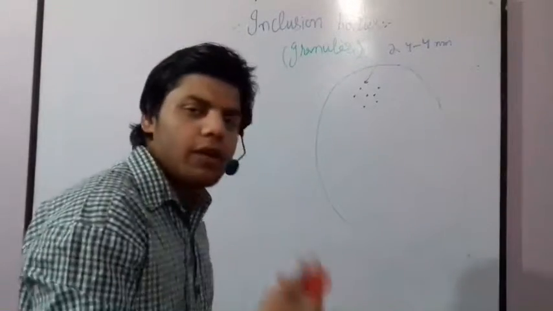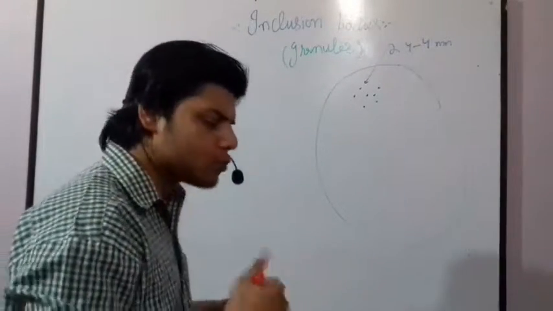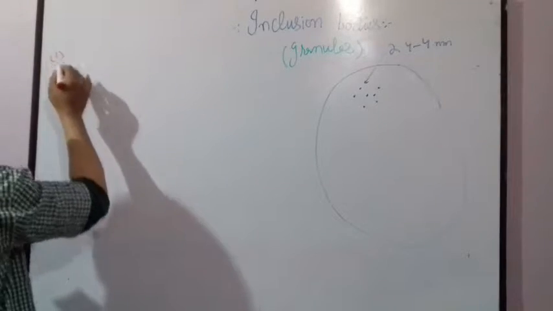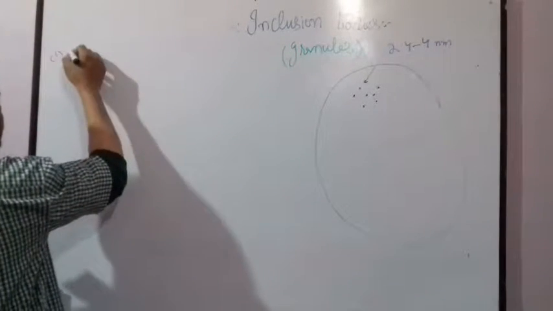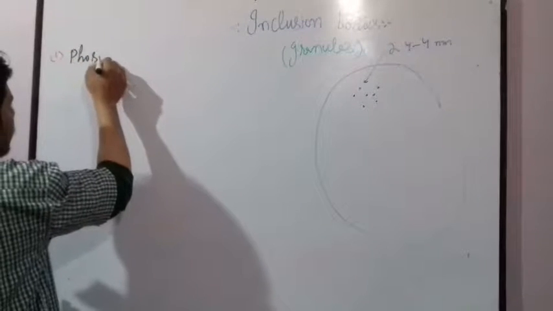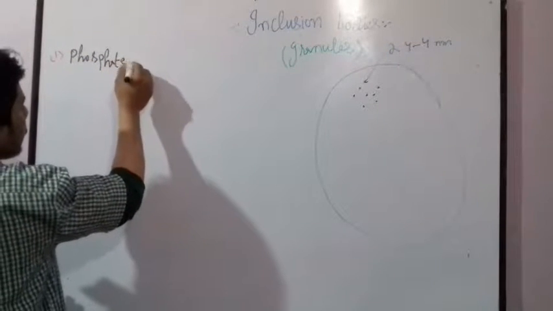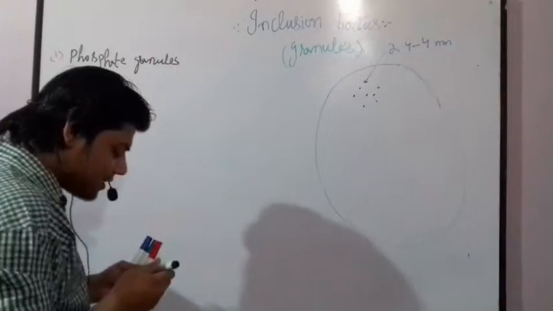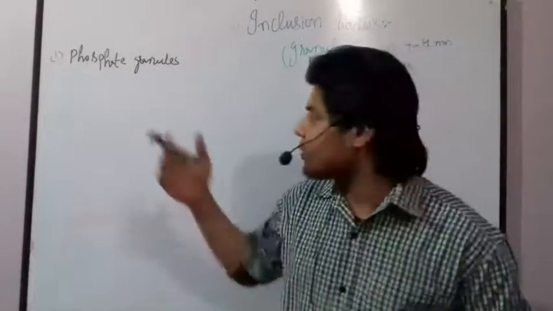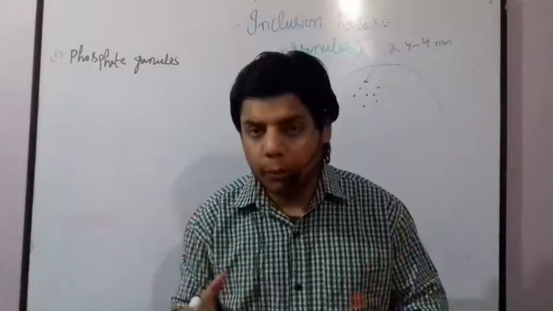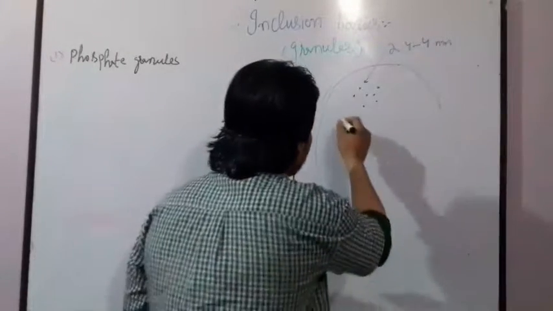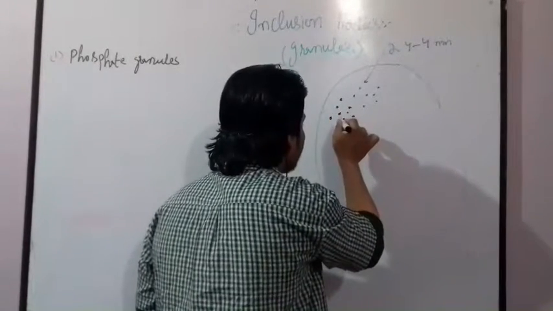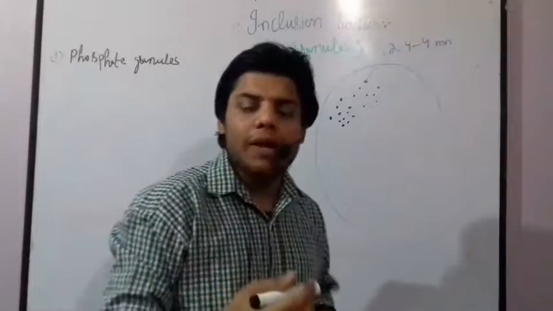Now we have many types or many kinds of granules or inclusion bodies. So let me write the name. The first we have phosphate granules. As the name suggests, these phosphate granules are specially used to store phosphate molecules inside the cell. So these black ones as I am drawing here are the phosphate granules. We also call it metachromatic granules.